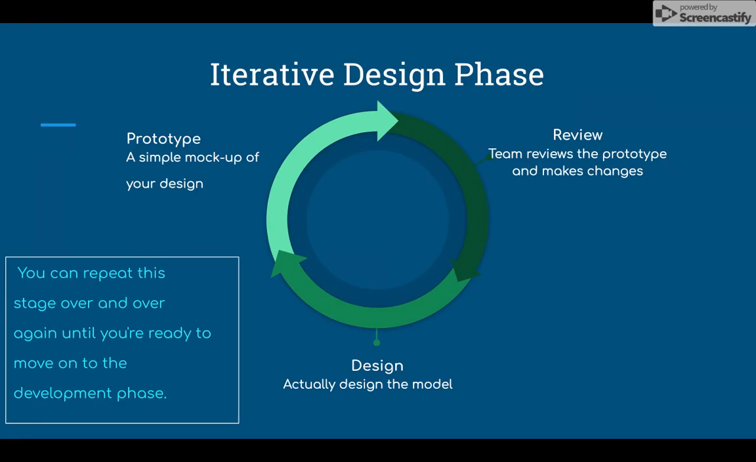At the same time as project planning, additional design is occurring. The additional design is a time when the prototypes for the remaining performance objectives are created, reviewed, and revised. Additional iterations for existing prototypes also occur at this time. If you need to, you can repeat this stage over and over again until you're ready to move on to the development phase.